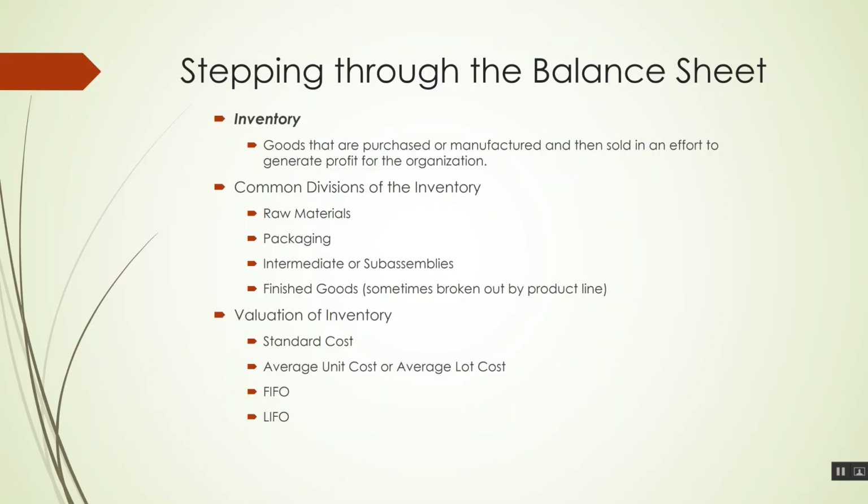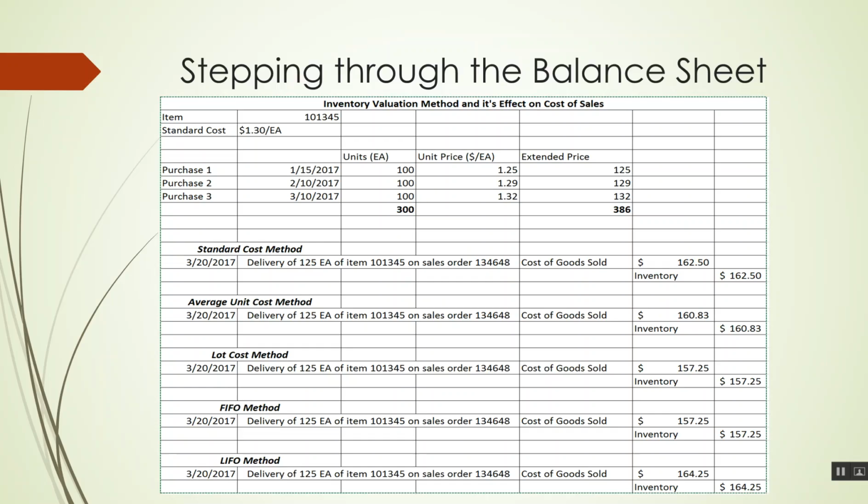Okay. So to illustrate those different valuation methods, I put together this little spreadsheet here. We have an example item here, item 101345. The management team at the beginning of the year says, based upon current market prices, I anticipate this good costing us about $1.30 per unit. Okay. So that's the item and that's the standard.